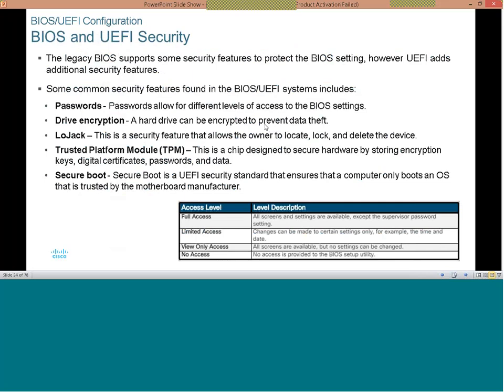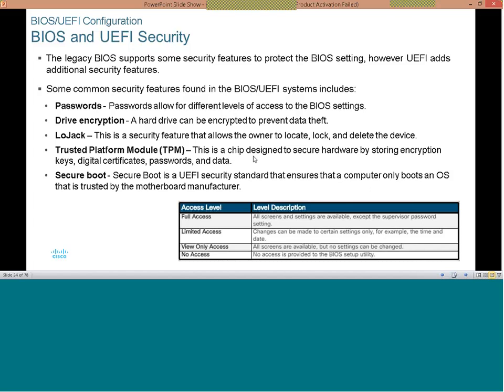Drive encryption: a hard drive can be encrypted to prevent data theft. This you can do in the settings. Lojack is a security feature that allows the owner to locate, lock, and delete the device. And then the trusted platform module is a chip designed to secure hardware by storing encryption keys, data certificates, passwords, and data. So you can see a whole number of common features found in the BIOS.